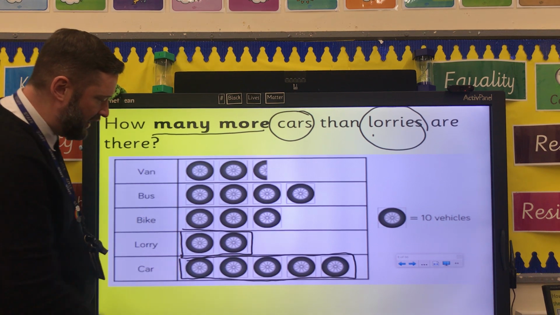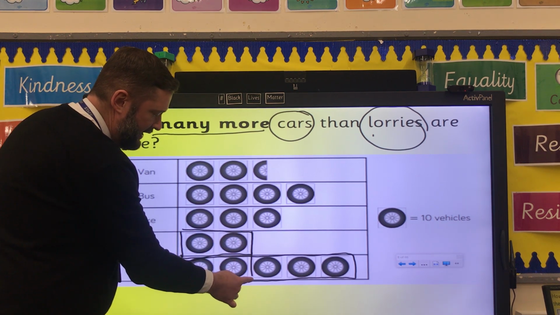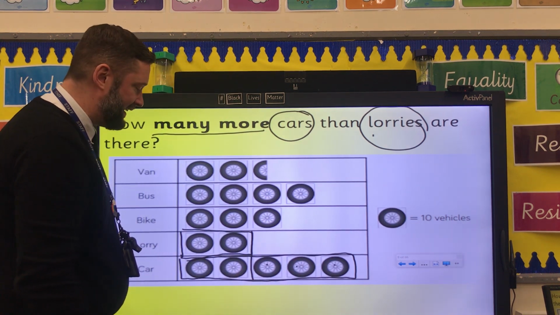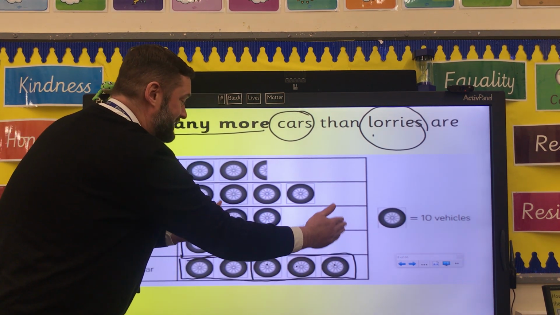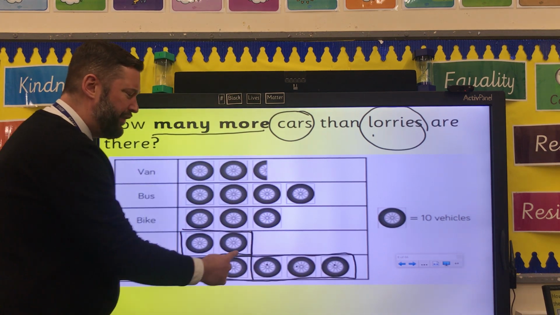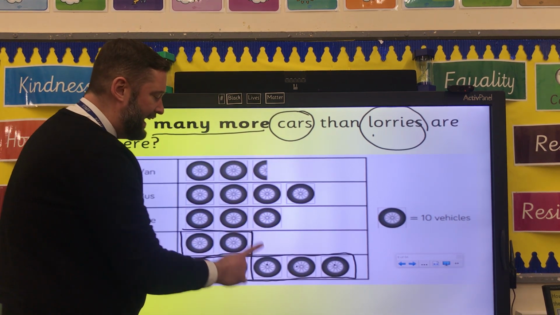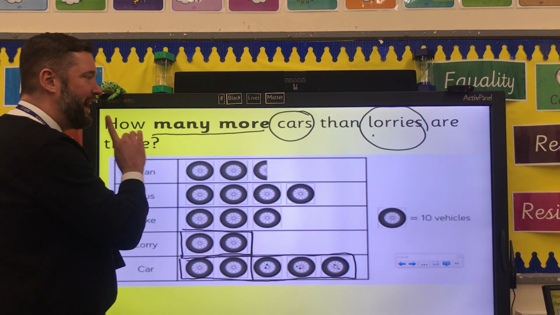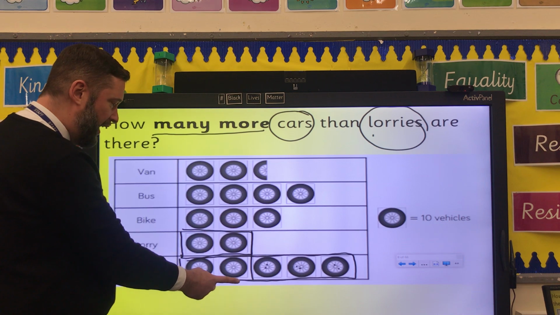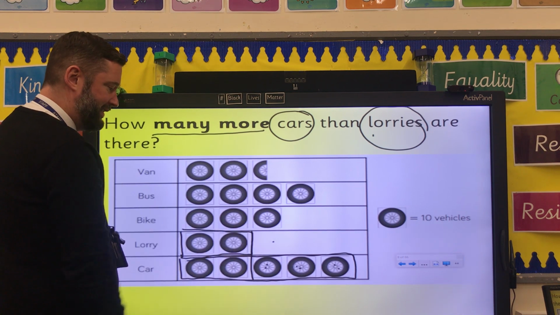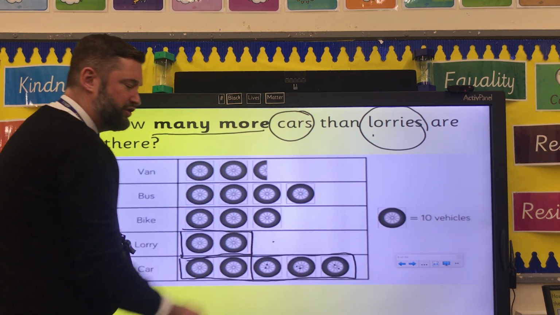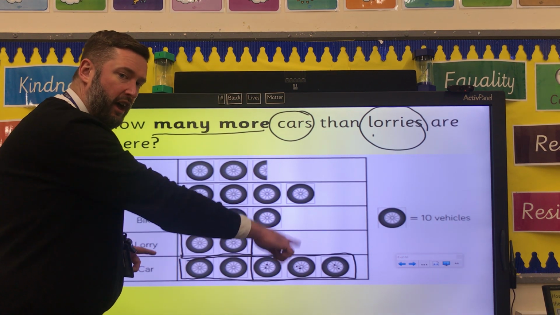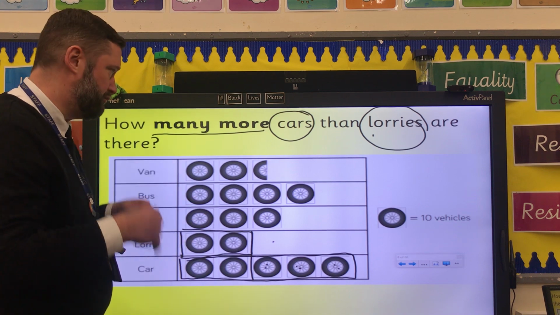There. Now, if I look, I can see that it's this section here that I'm going to have to count. This is the bit that's how many more. Is it 3 though? No. It's 10, 20, 30. So there are 30 more cars than lorries, okay? Because that's the extra part. So how many more questions, you've got to draw a bar around the correct row.